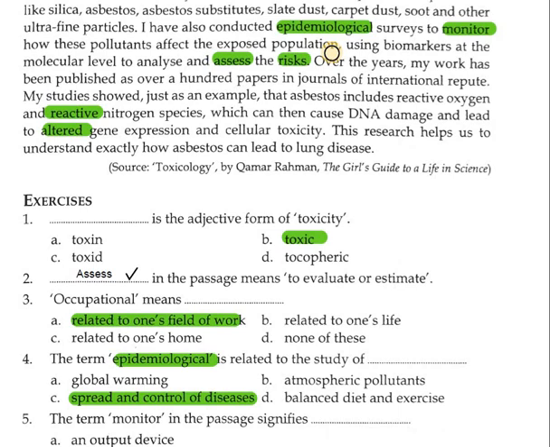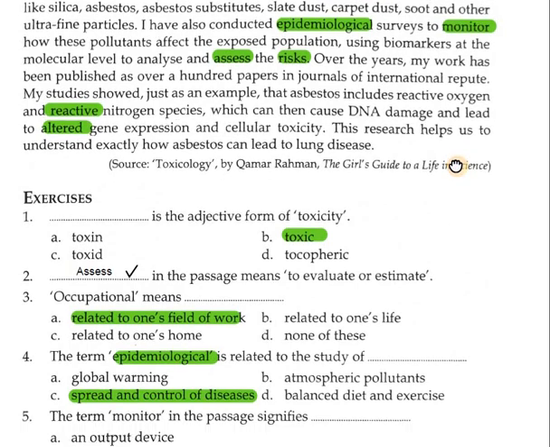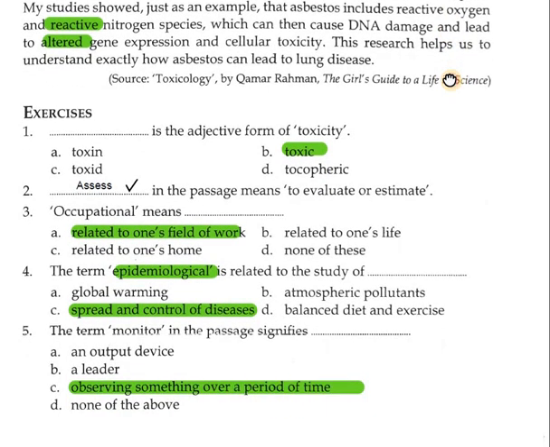So here, the term monitor is used in the sense of observing something over a period of time. Here, monitor means to observe something over a period of time. So, let's take a look at it once again. They have also conducted epidemiological surveys to monitor how these pollutants affect the exposed population. Here, monitor means observing something over a period of time.